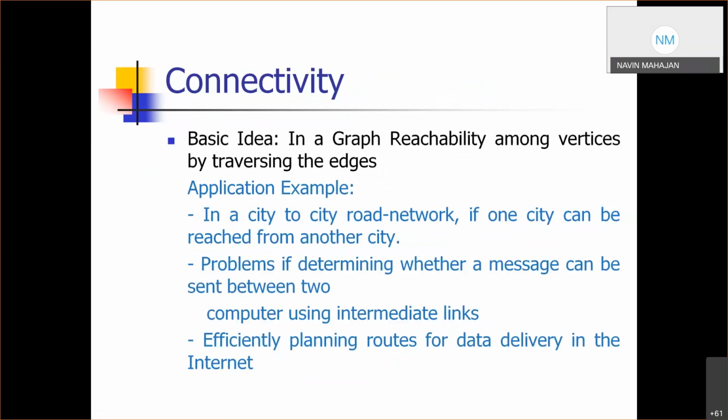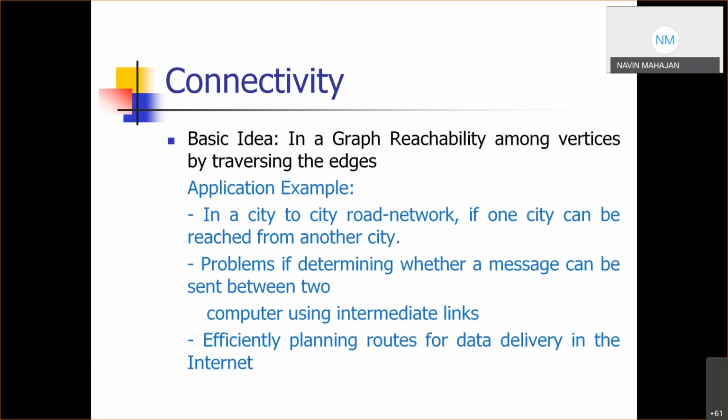Now, what is connectivity? Basically, in a graph, it is reachability among vertices by traversing the edges. Traversing is visiting, exploring, or going from one vertex to another vertex using some edges. That is called connectivity or a path.